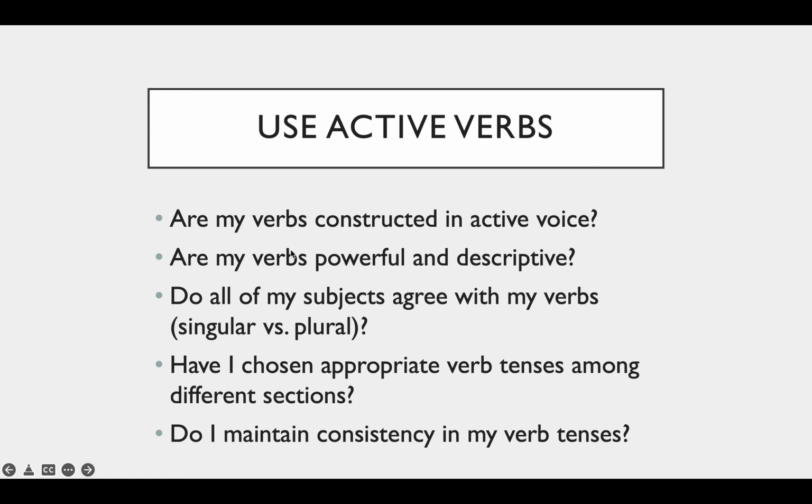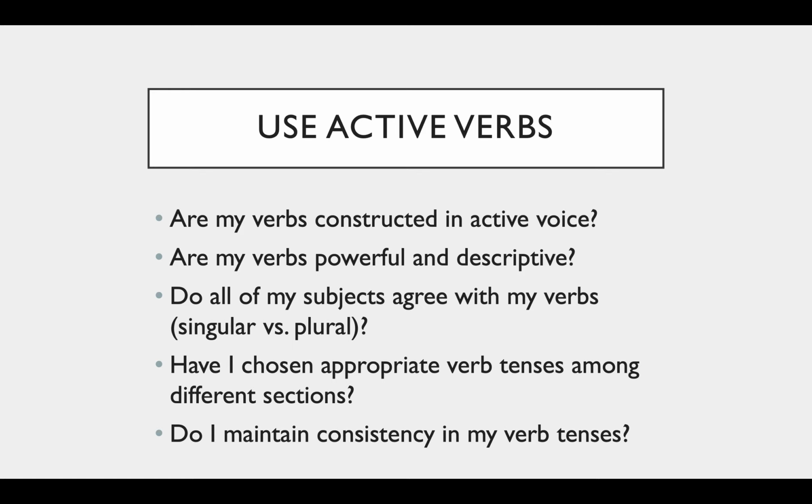And as you go through the formatting checklist worksheet provided by the Writing Center, you will notice that one of the things that you would need to check off is the use of active verbs. Asking yourself the question, are my verbs constructed in active rather than a passive voice? At the same time, are my verbs powerful and descriptive? Do all my subjects agree with my verbs? So you want, say, I am instead of I are.